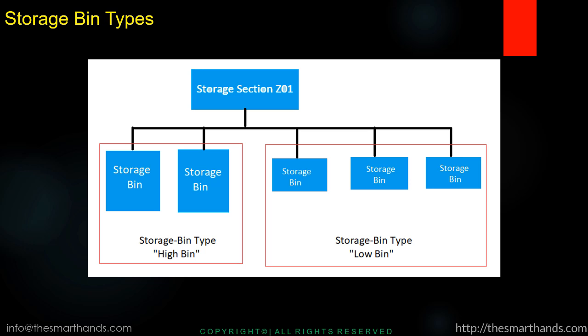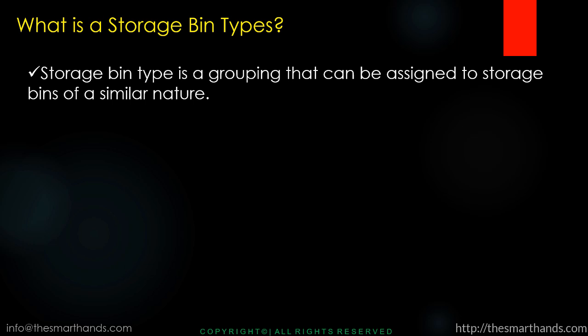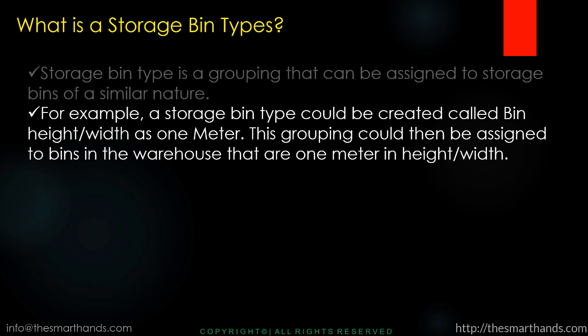Okay, so let's see some theory about the storage bin types. So what is a storage bin type? A storage bin type is a grouping that can be assigned to storage bins of a similar nature. For example, a storage bin type could be created called bin height or width as 1 meter, or 2 meter height or 2 meter wide. This grouping could then be assigned to bins in the warehouse that are 1 meter in height or width.